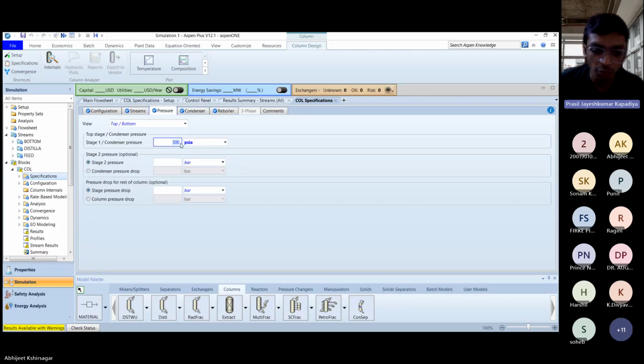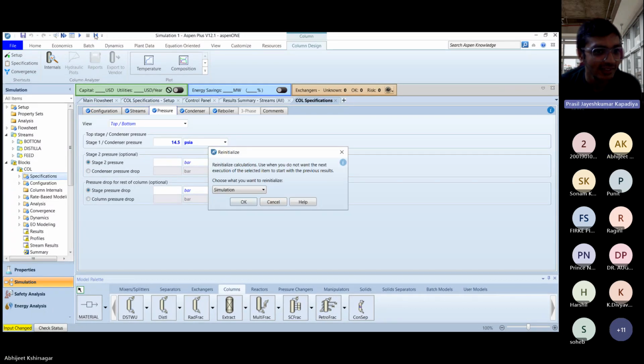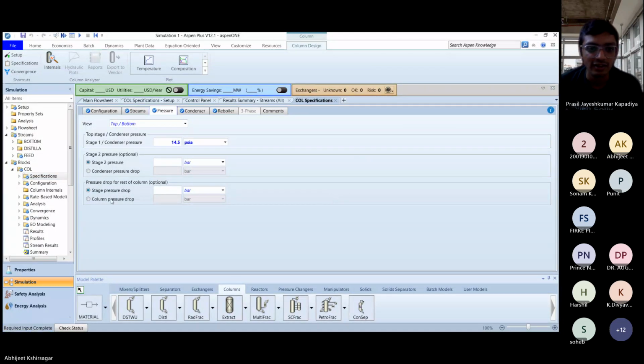We have given 0 pressure drop, correct? So at all stages, pressure will be 300. Now 14.5. Yeah, now run it. Wait, first reset it. Were you here in the last class? Yes, reset before running. Now run it.